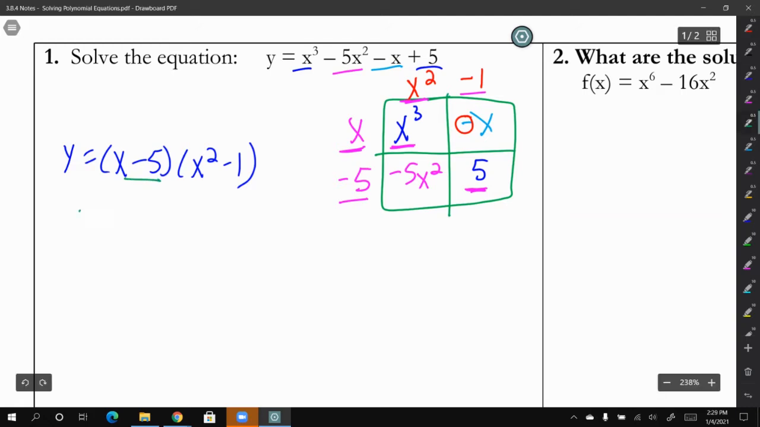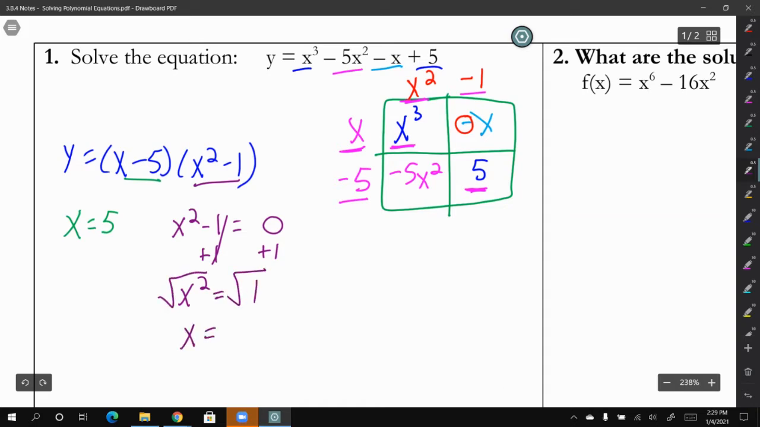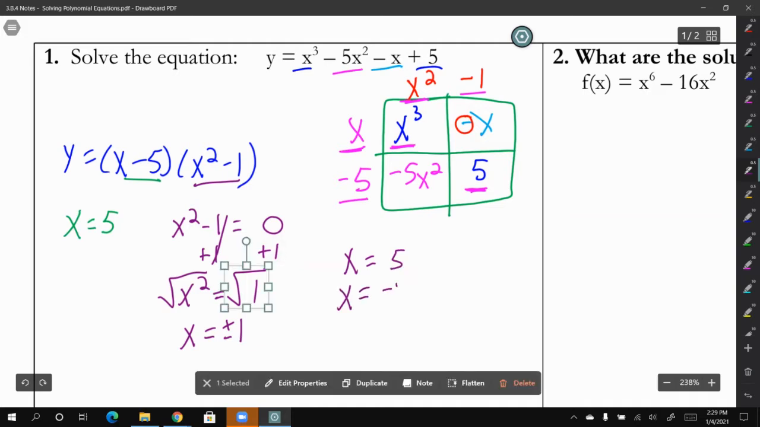And then we would say x equals positive 5. And then we would set this equal to 0. Add 1 to both sides. And x squared equals 1. And then when we square root both sides, x equals plus or minus 1. So our solutions are x equals 5, x equals negative 1, and x equals 1.